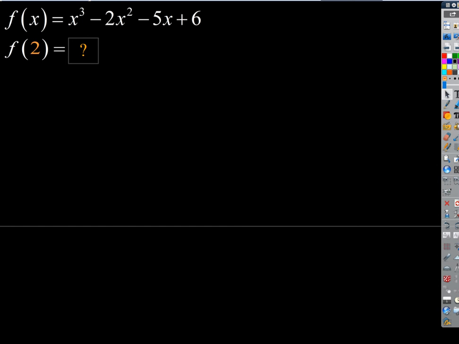Plug in 2 for x, that would work. Yeah, in this case, it's not very hard to do. But what if I had really big powers and big numbers that I'm evaluating? Then that might be kind of rough, right?